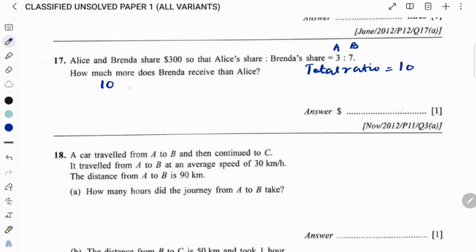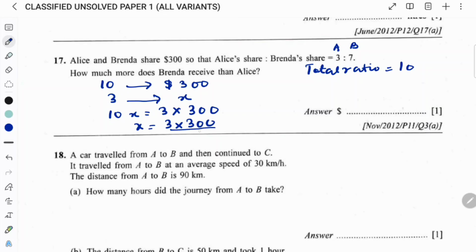So 10 ratio shows $300. And then if we are going to find out Alice's share, Alice is 3 and then x. So 10x is equal to 3 into 300, x equals 3 into 300 divided by 10, then it will be equal to 90. So Alice is 90, and then we are going to find out for Brenda.